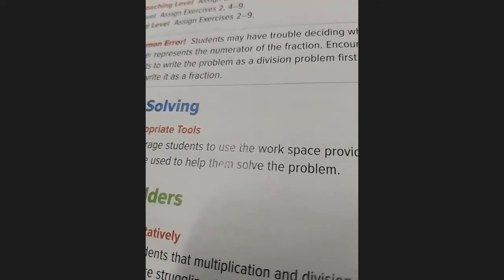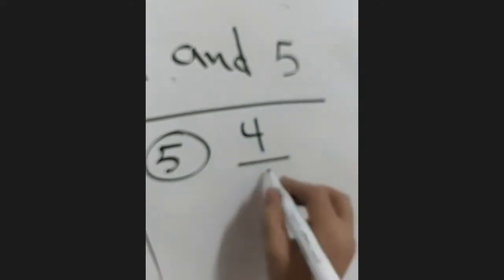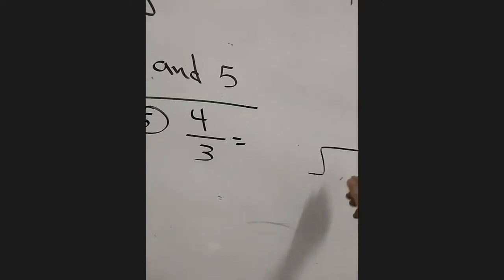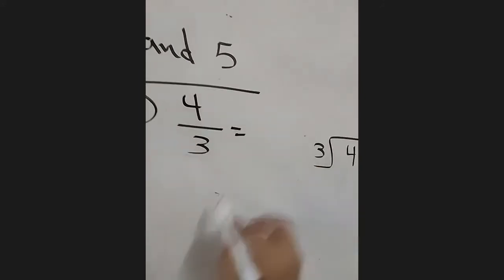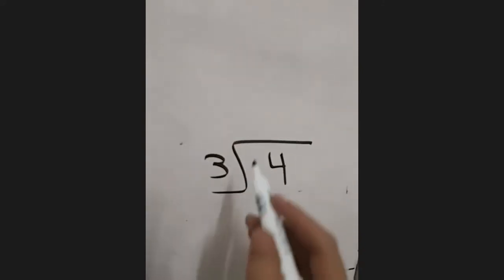Now, how many gallons do we have? 4. And how many days? 3. So what will our fraction be? 4 over 3. Exactly, we have 4 over 3. Can we turn it to a mixed number or no? Yes, we can, because the top is more than the bottom. Let's make a long division here beside. What will we put inside the division? 4. And outside 3.